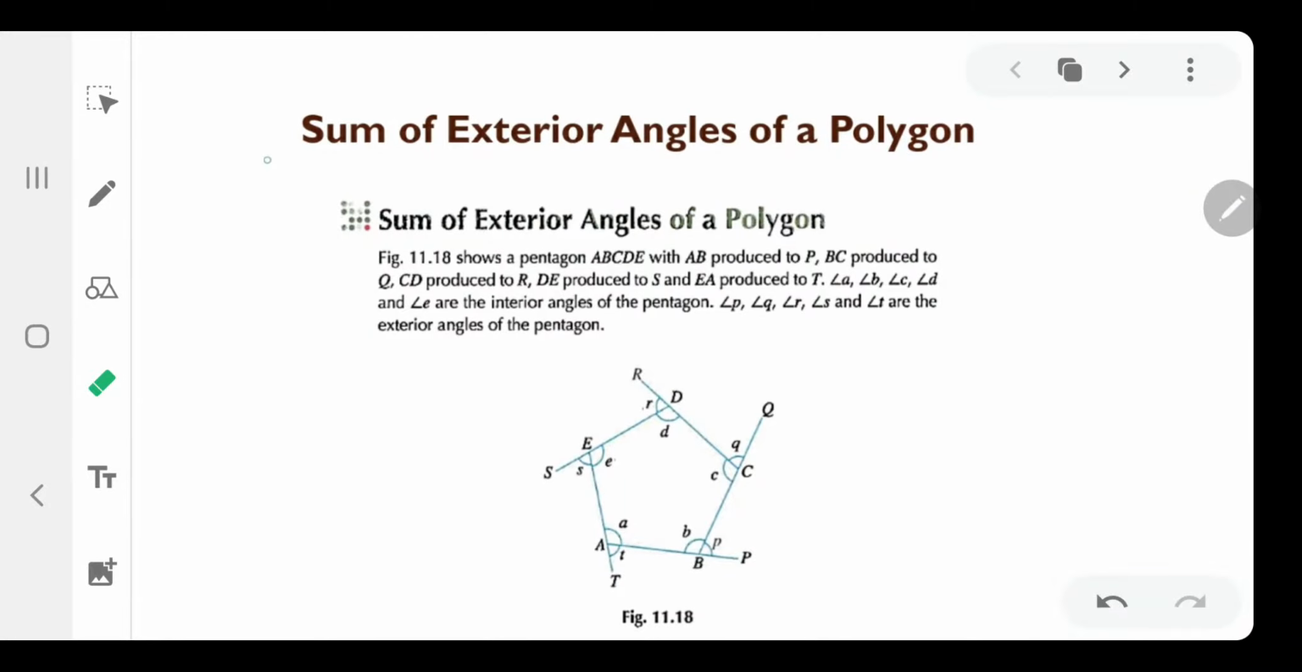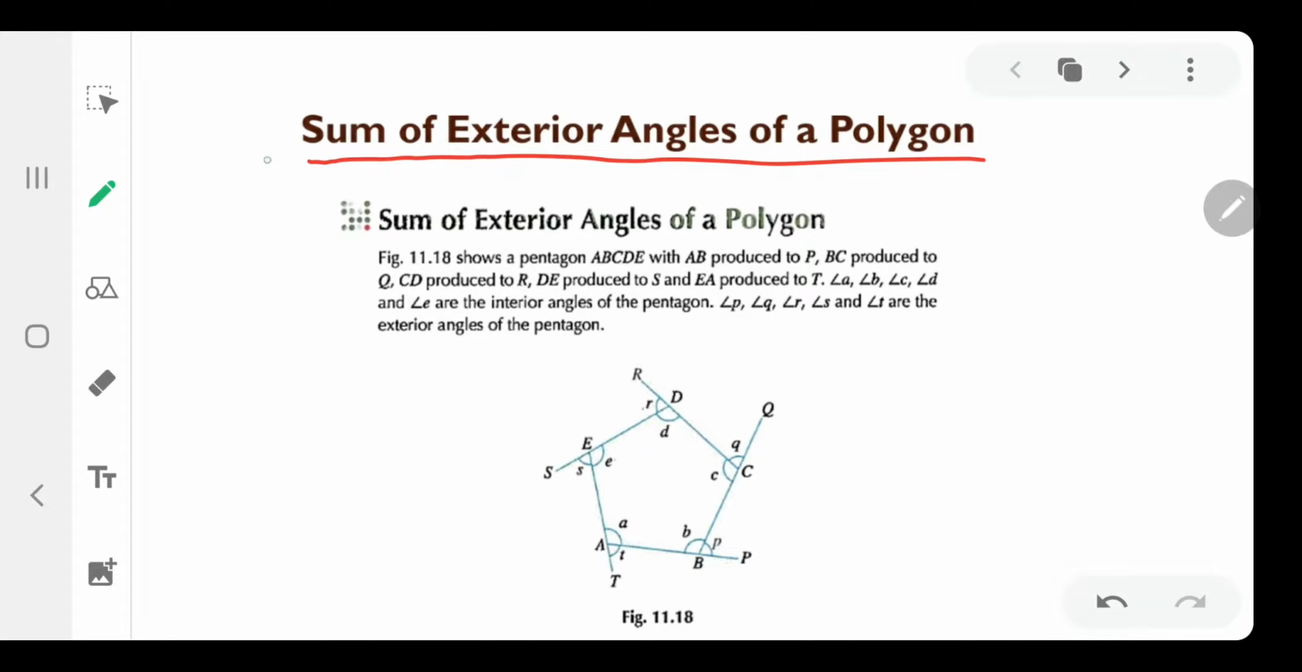Bismillahirrahmanirrahim. In this week's lecture, we are going to discuss problems related to the sum of exterior angles of a polygon. What is their sum? But before going further, we have to define what exterior angles are, right?